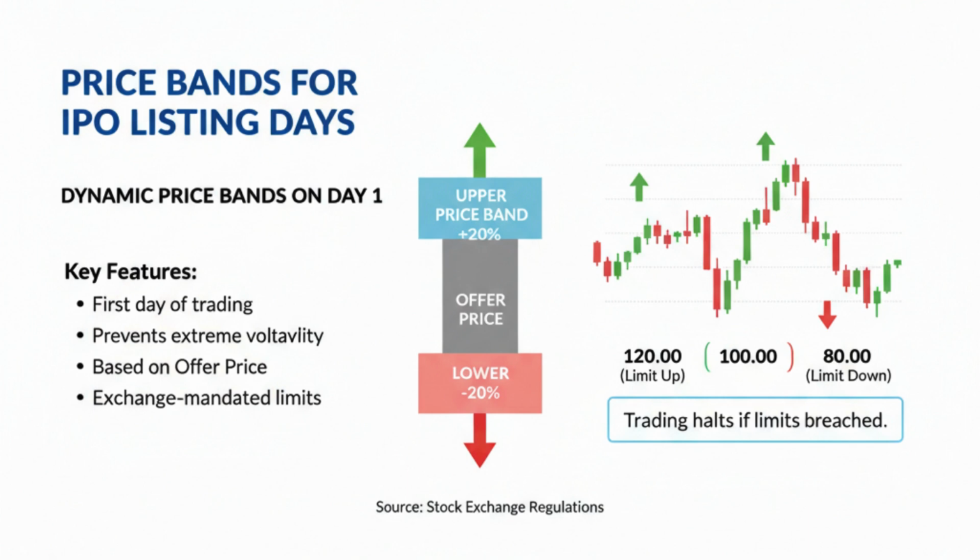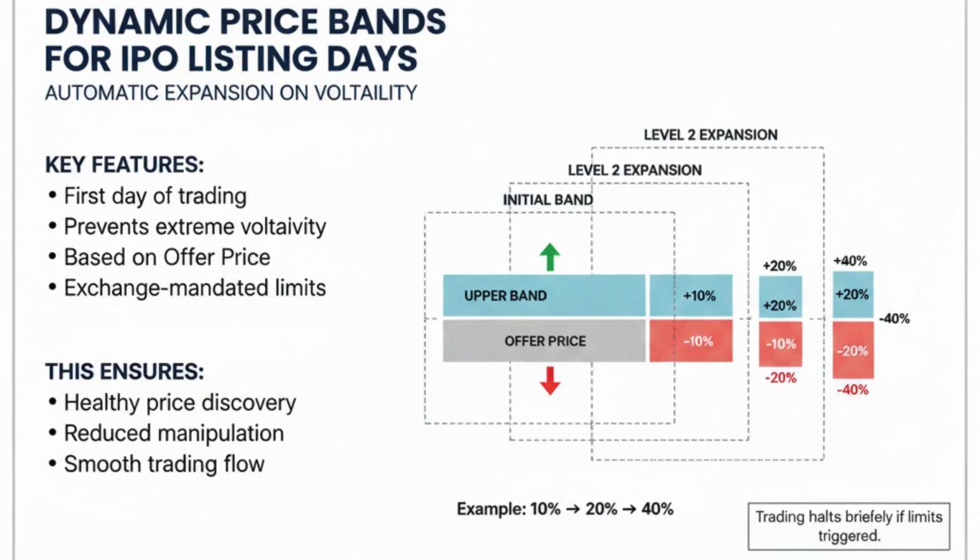Price bands for IPO listing days. On the first day of an IPO listing, the exchange uses special dynamic price bands. Because new stocks can be extremely volatile, the exchange may allow the price band to expand automatically when certain thresholds are triggered. For example, if the stock hits the upper or lower circuit, the band may widen from 10% to 20%, then to 40% depending on rules. This ensures healthy price discovery, reduced manipulation, and smooth listing day trading flow.